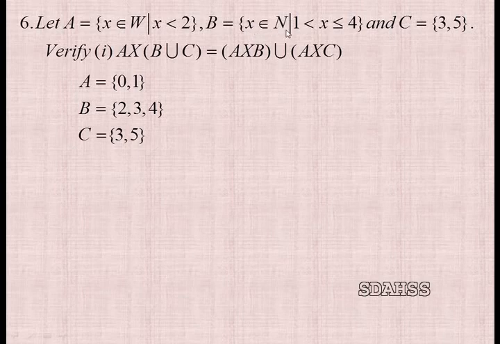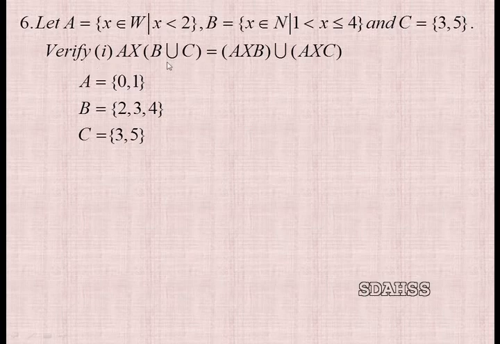X belongs to N means natural number. Natural number starts with 1 such that 1 less than x less than or equal to 4. Here the x value lies between 1 and 4. So the x values are 2, 3 and 4. The set C is {3, 5}.